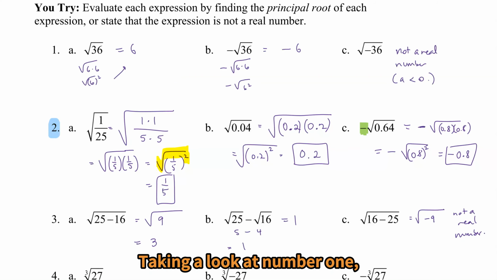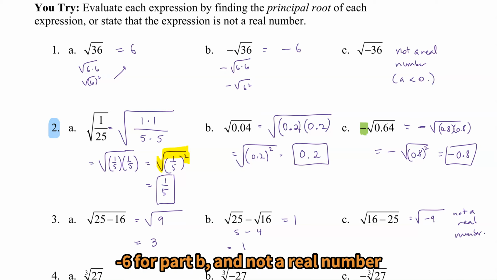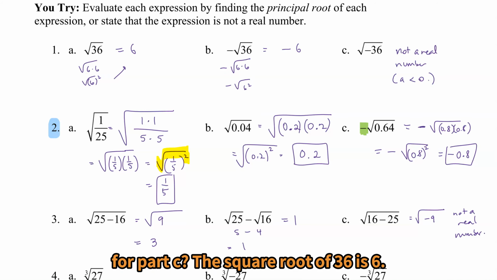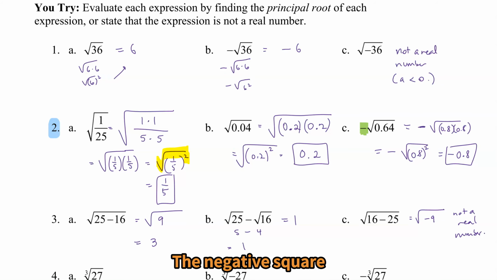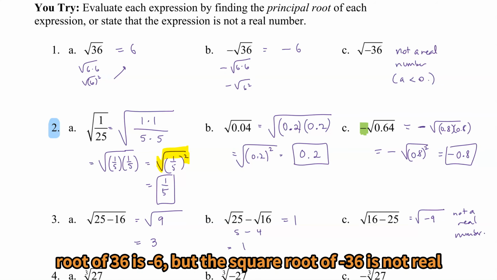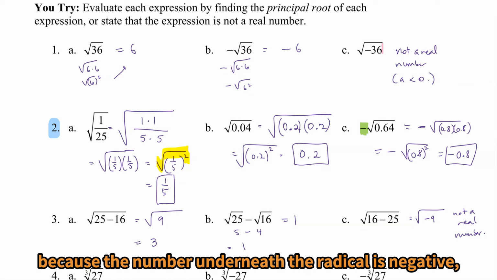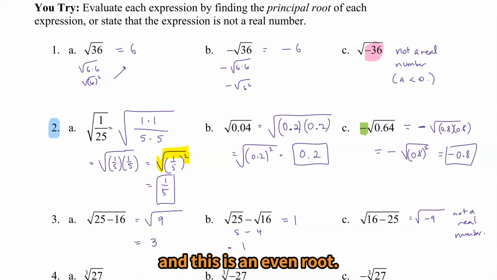Taking a look at number 1, did you get 6 for part A, negative 6 for part B, and not a real number for part C? The square root of 36 is 6. The negative square root of 36 is negative 6. But the square root of negative 36 is not real because the number underneath the radical is negative. And this is an even root.